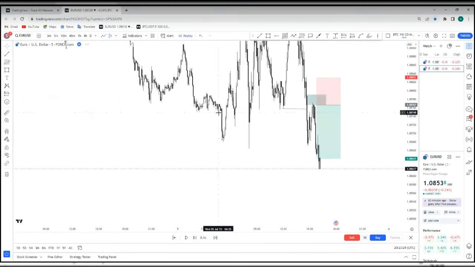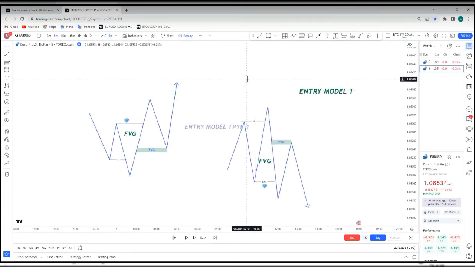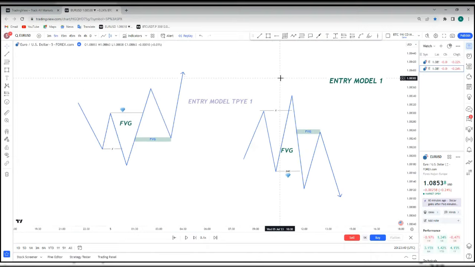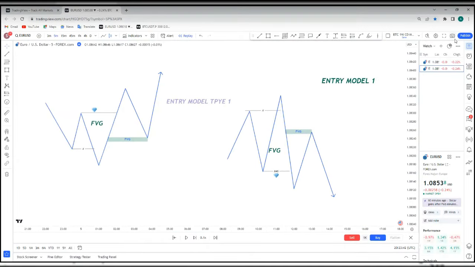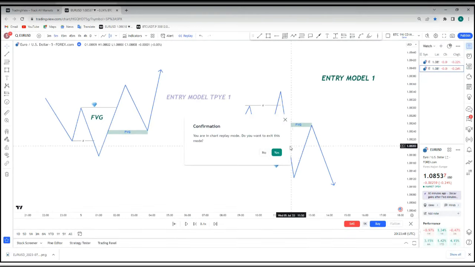Can you see the fair value gap? That's type one. Now let me save this for you guys. That's type one. Now type two.